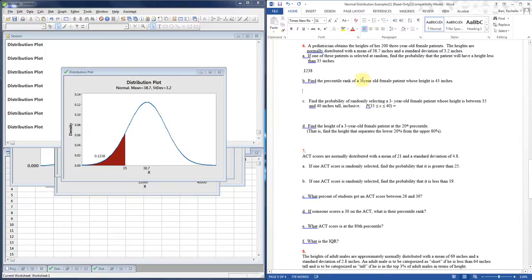Next, let's find the percentile rank of a 3-year-old who's 43 inches tall. So remember, percentile is your score or worse. So again, I'm looking to the left of 43 inches.